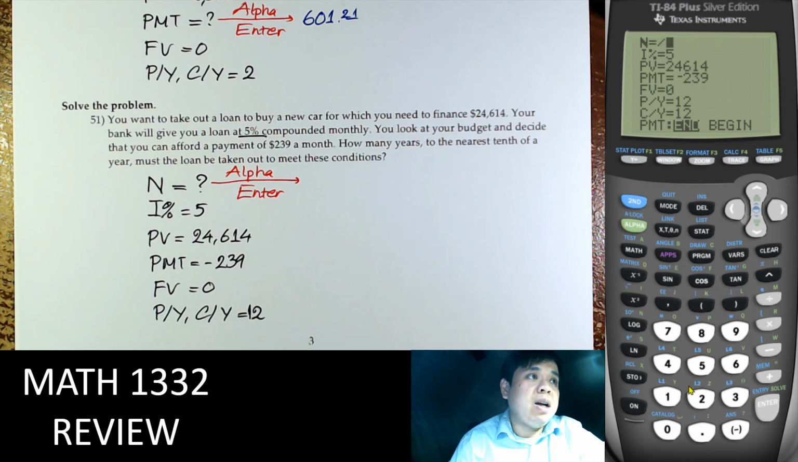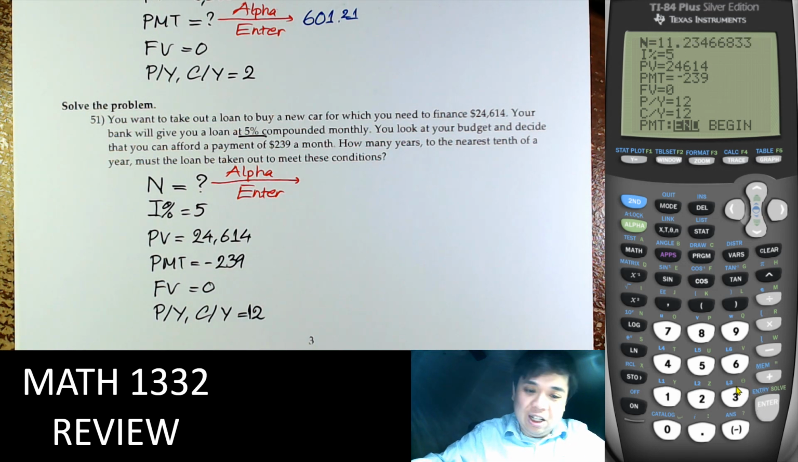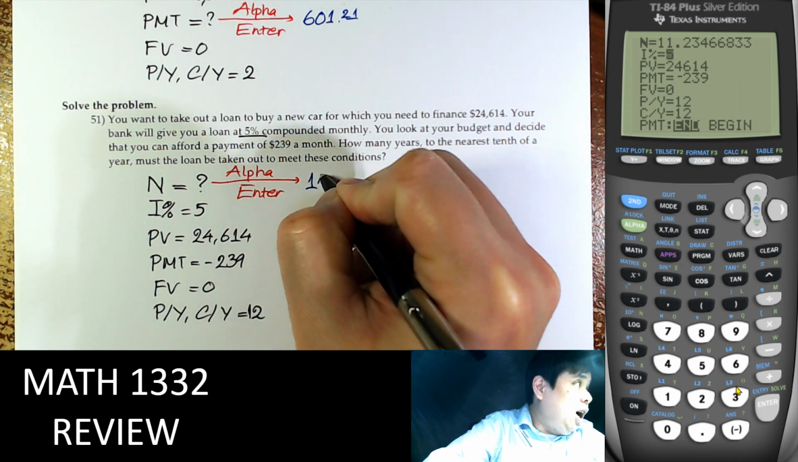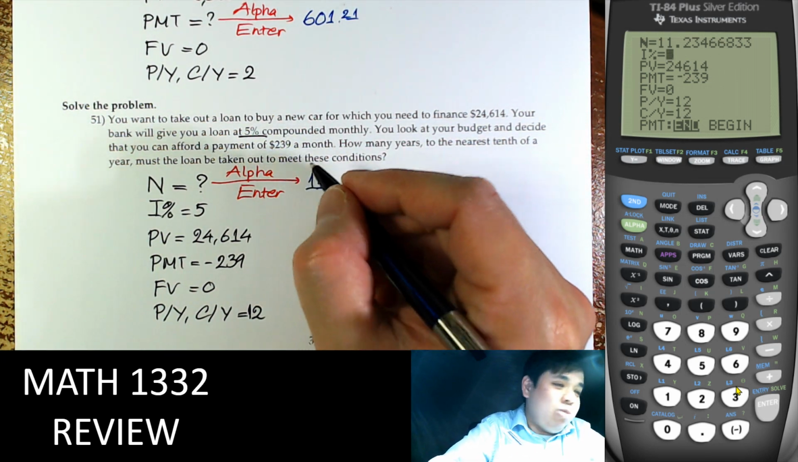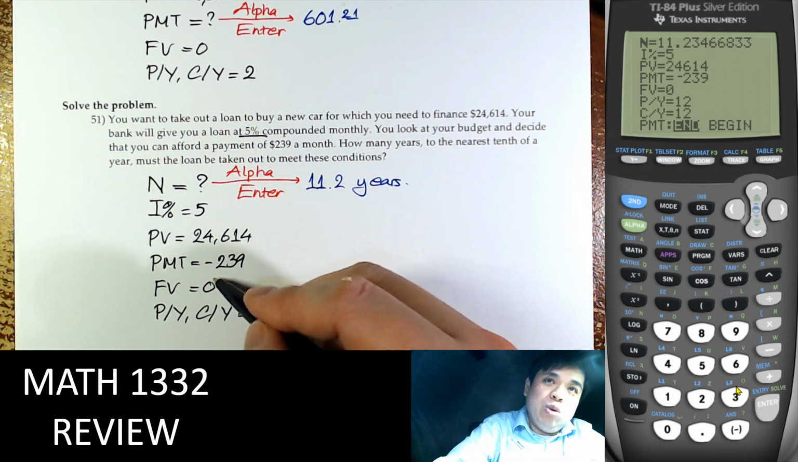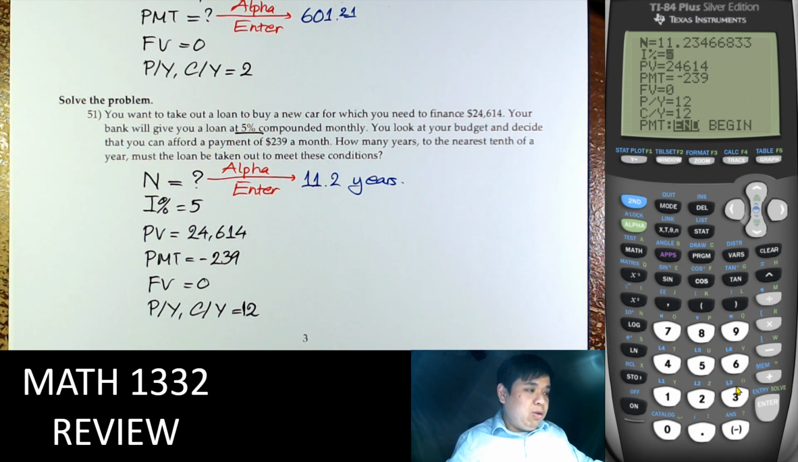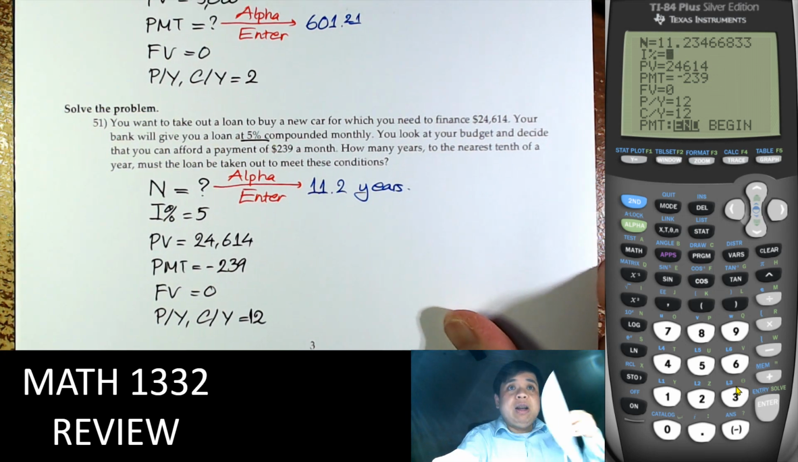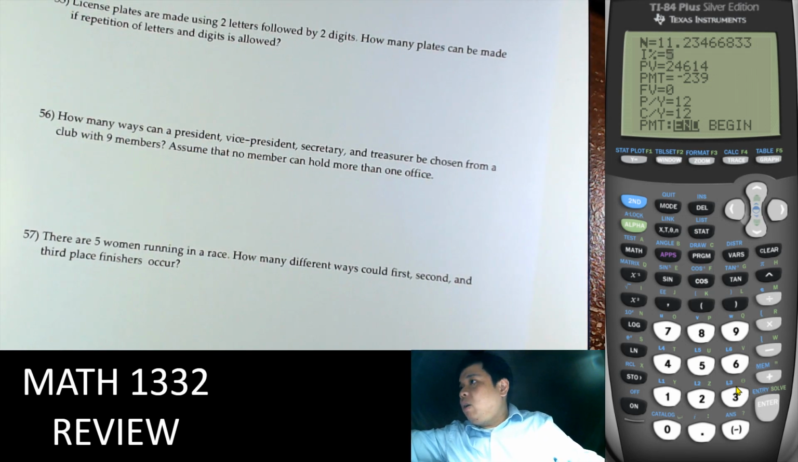Sorry, let's do that again, alpha, and so 134 something divided by 12 times a year, so you have 11 years. Well, that's much longer than the typical car payments, but because we pay too little compared to the amount that we borrow. Right, so that was that. Now we're done with the finance.